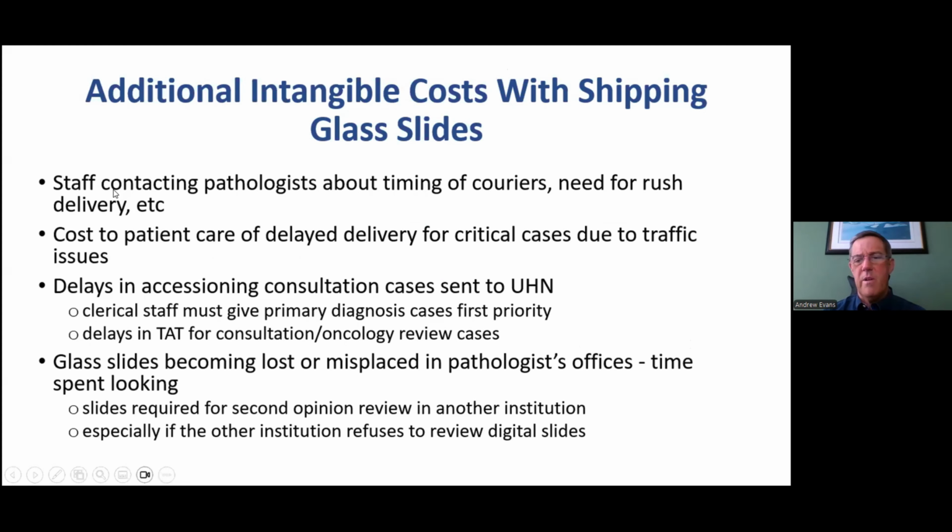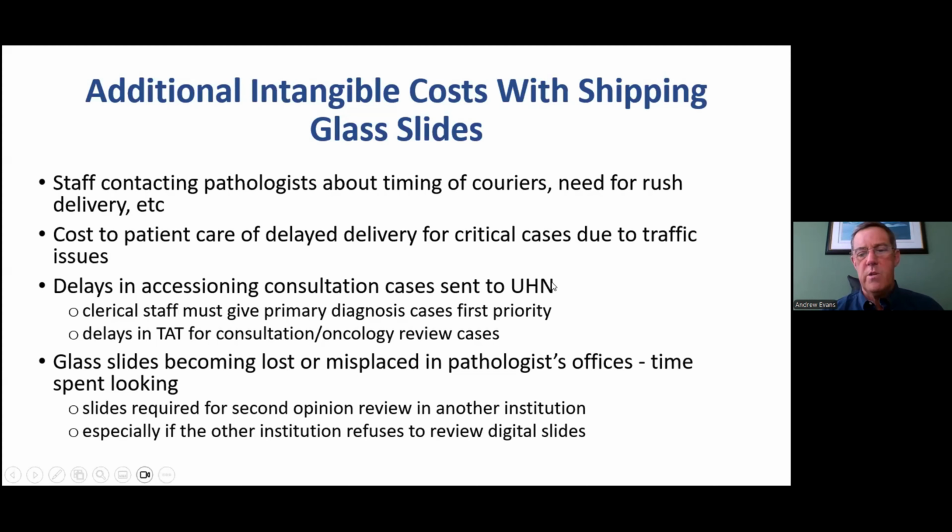Staff contacting pathologists about the timing of couriers. So this is phone calls, and it's pulling people away from what they would regularly do to make special phone calls. The need for rush delivery and ad hoc couriers. Cost to patient care of delayed delivery for critical cases due to downtown Toronto traffic issues, and this happened. So I'm not sure how you assign a cost to that.